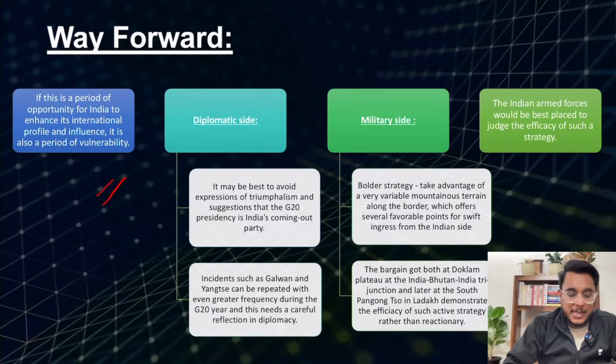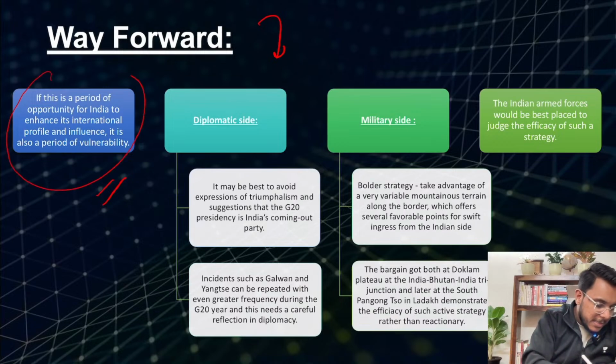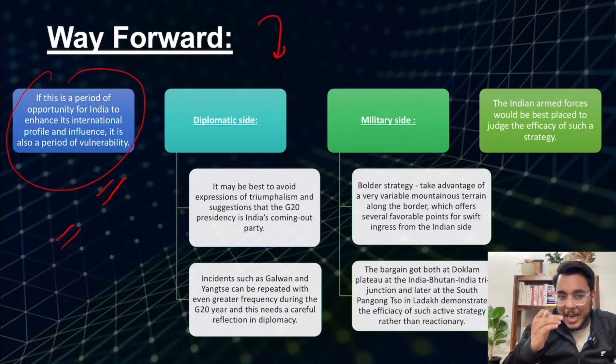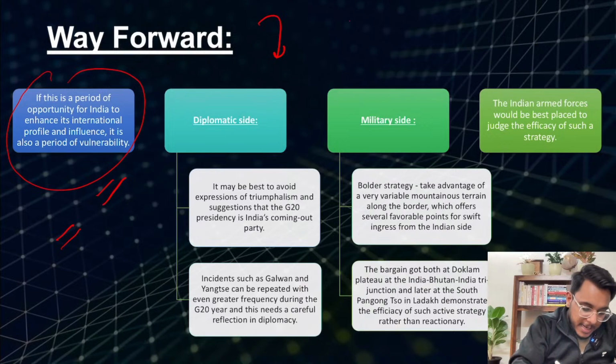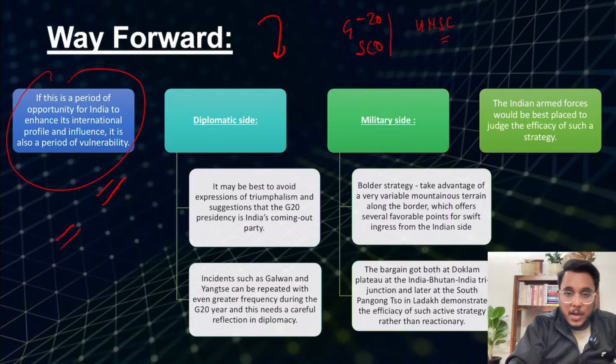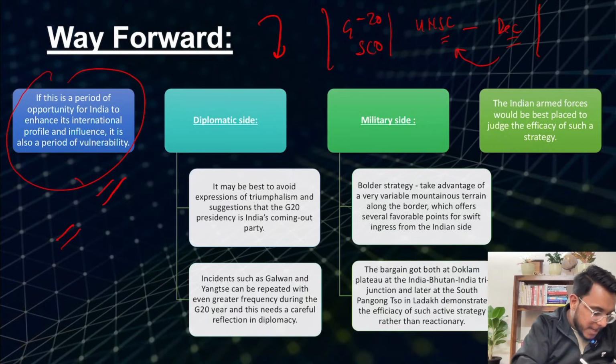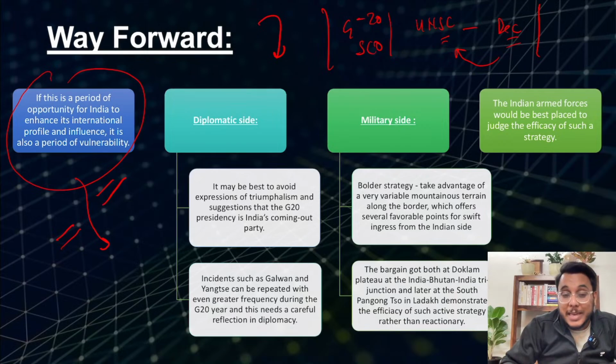Then the next thing that has come here is, guys, what can be the way forward? The way forward could be something like this: this is a period of opportunity for India to enhance its international profile and influence. Why? Because India is the president of G20. We are going to assume the chair under the SCO. At the same time, India is presently the UNSC non-permanent member, and particularly for the month of December, India has also become the president of the UNSC. Okay, so India is holding such a high profile right now. Right now, it is also a period of vulnerability, because China will deliberately be picking on India.